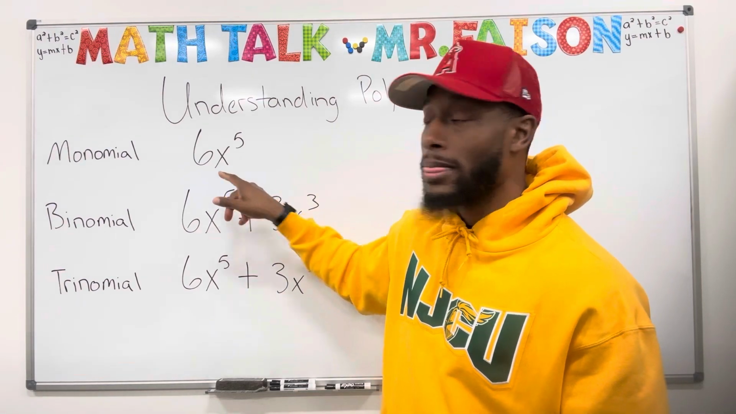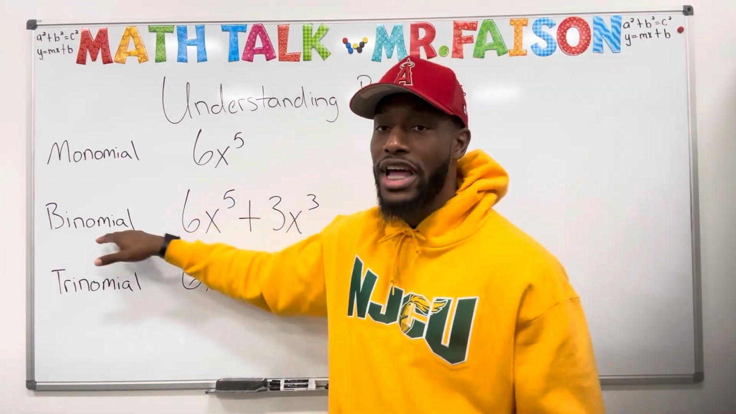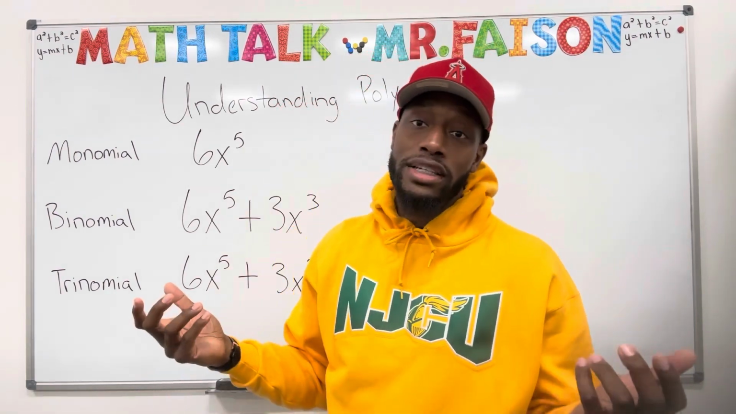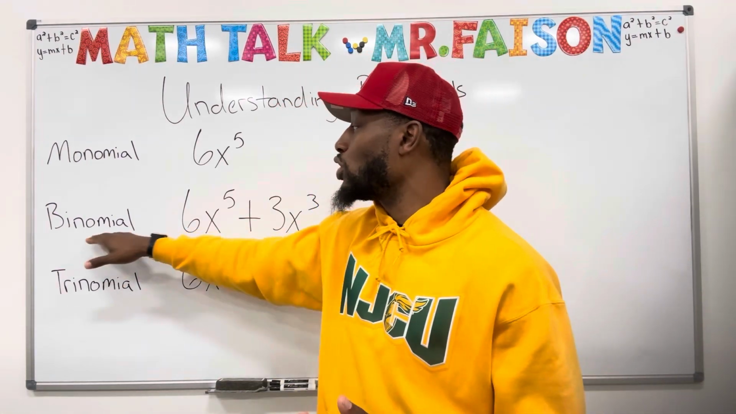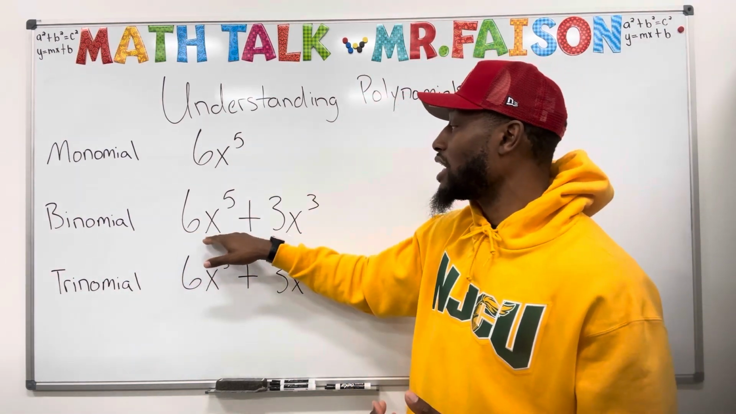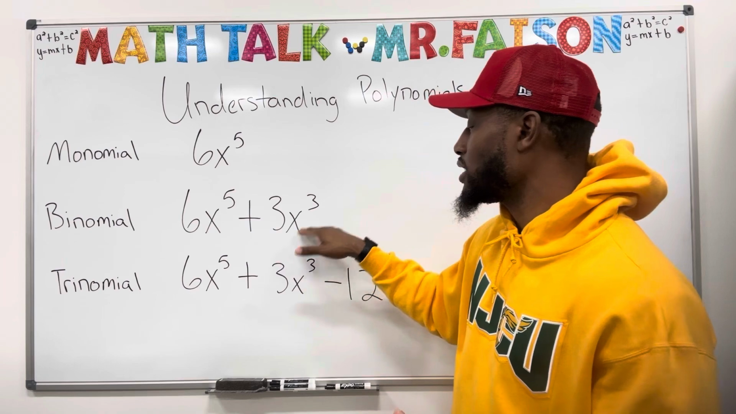So now I drop down, we see binomial. You know the word bi, like if you've got a bicycle, that's 2 wheels. So this is going to be 2 terms. Binomial is going to be 2 terms. So I see I have 6x to the fifth plus 3x to the third.